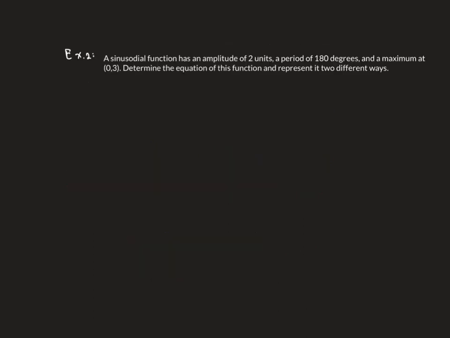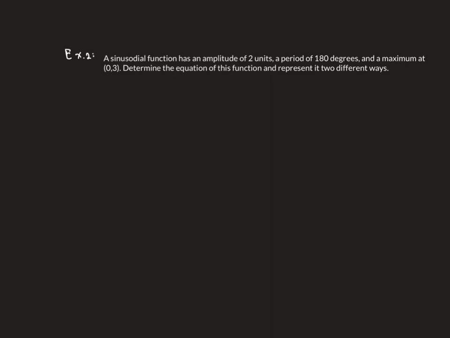Okay, so let's take a look at this example here. So again, you should always try to pause these examples and try it out yourself. So it says here, a sinusoidal function has an amplitude of 2 units, a period of 180 degrees, and a maximum at 0, 3. Determine the equation of this function and represent it 2 different ways.